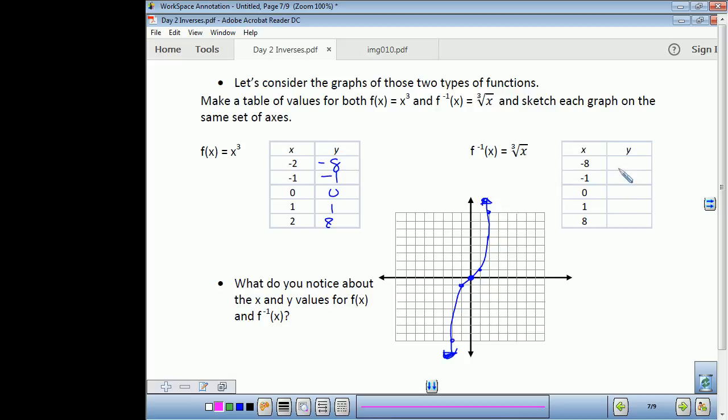Back to some math. Alright, this is a cube root function, and we know that the cube root of -8 is -2. The cube root of -1 is -1. The cube root of 0 is 0. The cube root of 1 is 1. And the cube root of 8 is 2. So if we go to graph this one, we'll graph those points. Whoops, wrong spot.